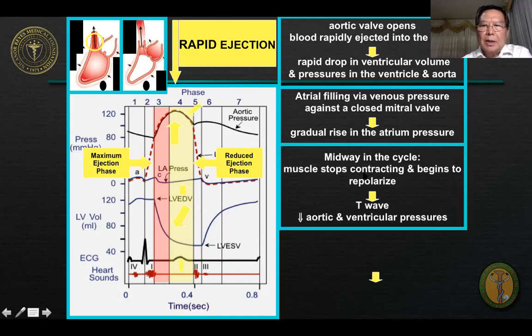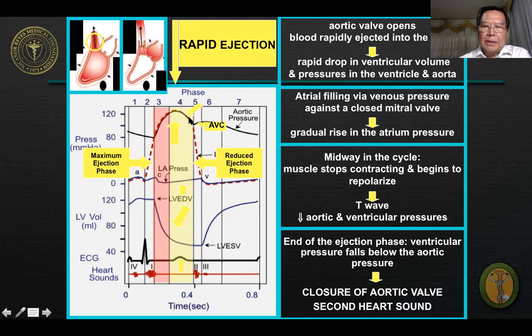Okay. Now, midway in the cycle, the muscle stops contracting and begins to repolarize. So this is part of your repolarization. If this part of the ECG is left ventricular depolarization, in this particular part of the cardiac cycle, this is repolarization. And this is where you inscribe the T wave. So on the ECG, this is your T wave. And you would note that there is a decrease in both the aortic and the ventricular pressures.